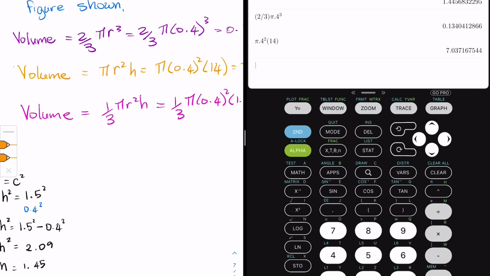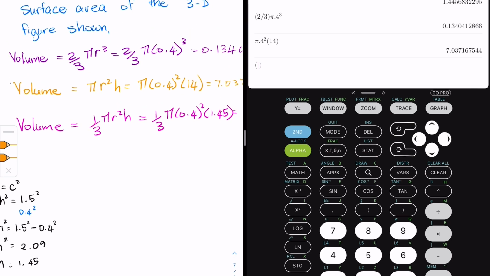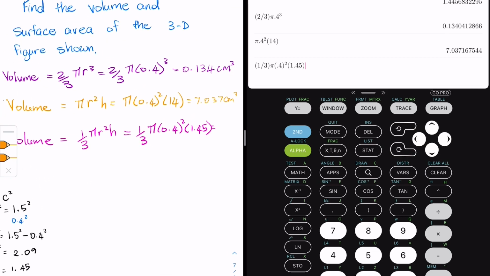And finally, for our pencil, pink part, we will type in 1/3. Let's shift that there. Okay. 1/3. Close that parenthesis. Pi 0.4 squared times 1.45, and that's the height that we calculated on the cone. And we get 0.243 approximately. And that's centimeter cube as well.